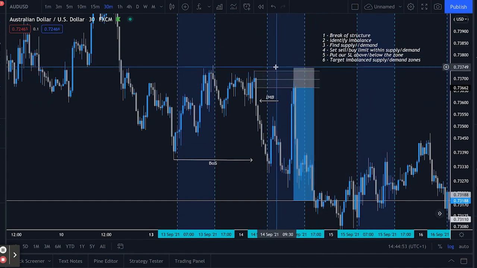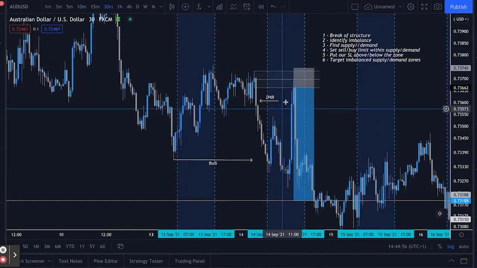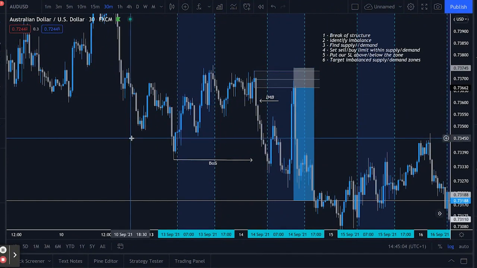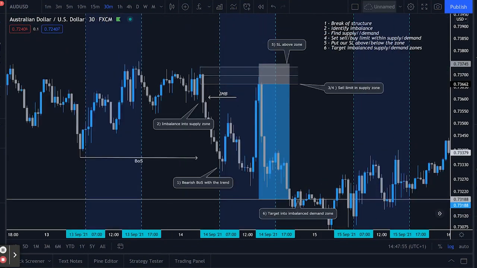Fifth, we put our stop loss above the supply zone. And sixth, we targeted an imbalanced demand zone, which led us down into this level and pulled in a 5.7% profitable setup. And here you have a completed markup.